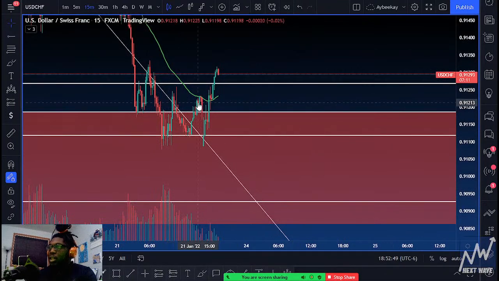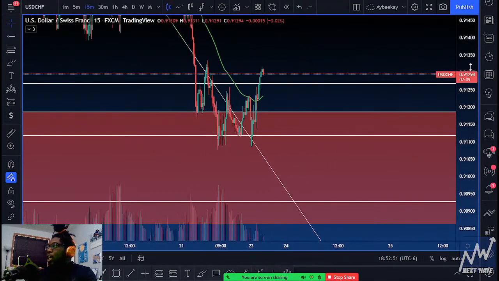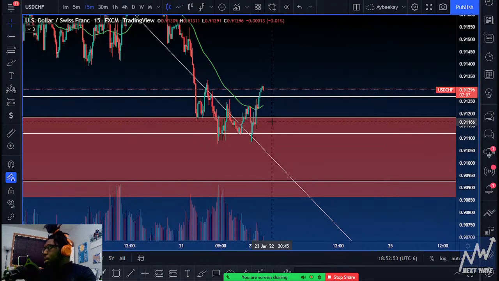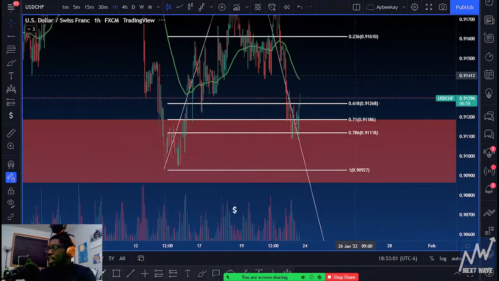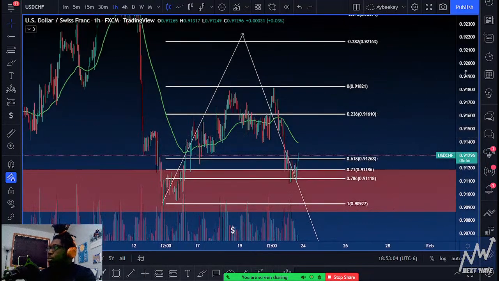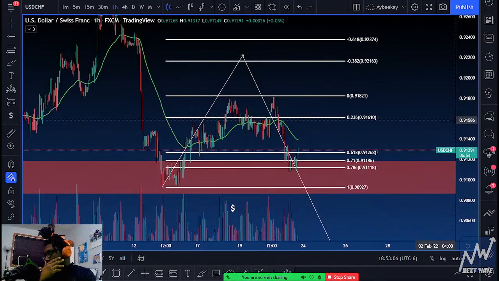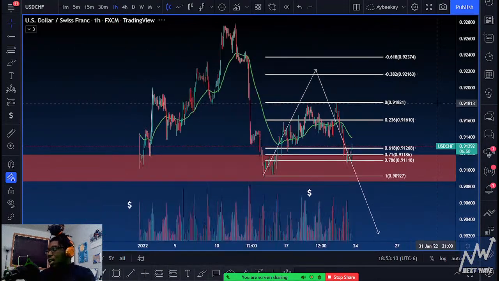Dang, it kind of already hit that 1-to-1 right there. I'm going to wait and see if price is going to come back down to like 0.91166 and see if I want to get into a potential buy. But that would probably be a personal play for me. I wouldn't call that unless I'm going to play this whole move, which then I'll see what happens.